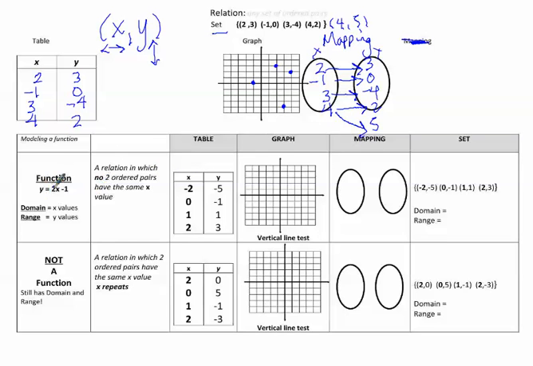So let's talk about if it's a function. For it to be a function, your domain is your x values, your range is your y values. A relation in which no two ordered pairs have the same x value is considered a function. In other words, x does not repeat. So in this case, it is a function because you have -2, 0, 1, and 2. There is no repeating.